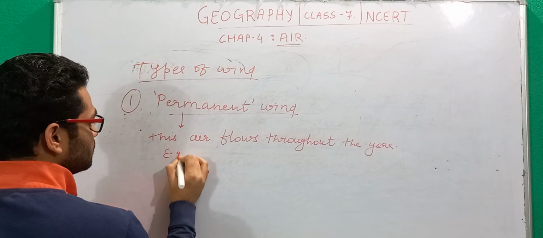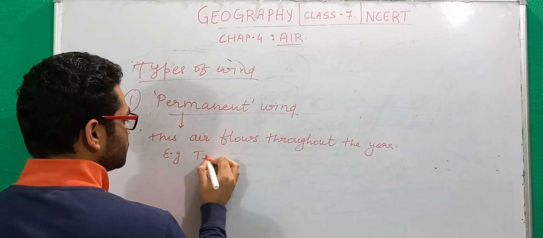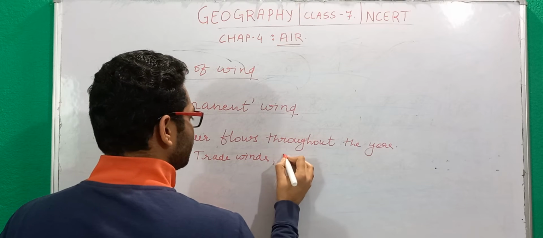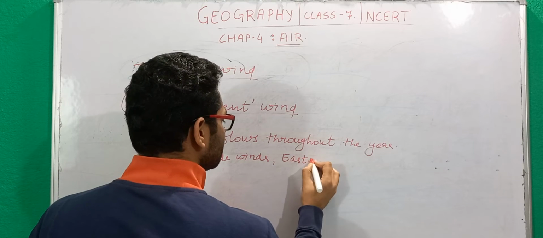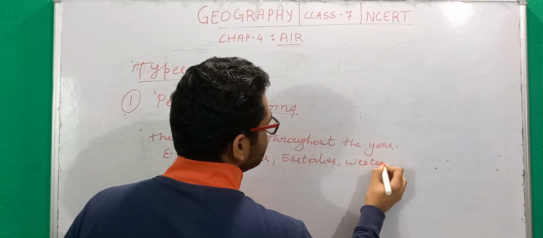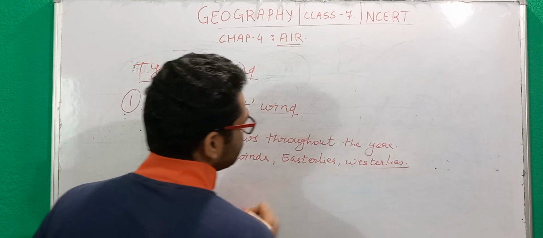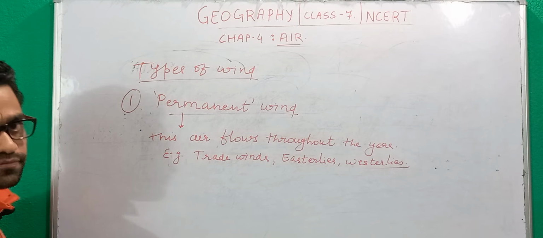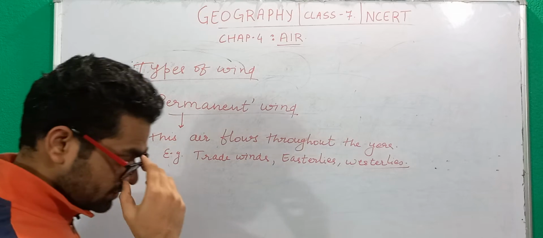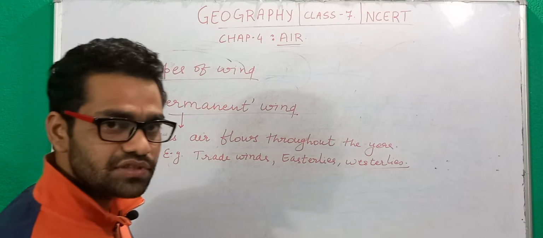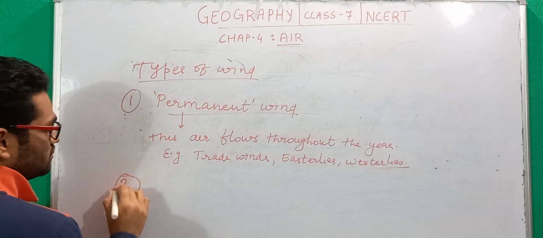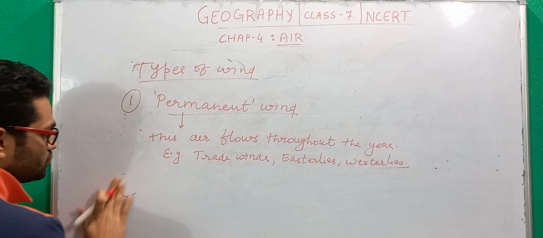For example, we have trade winds. We have easterlies, and we have also westerlies. These are the winds that will continue to flow irrespective of the season. And we will look into all the three winds in a single diagram. So do not worry about the diagram, just write it down.